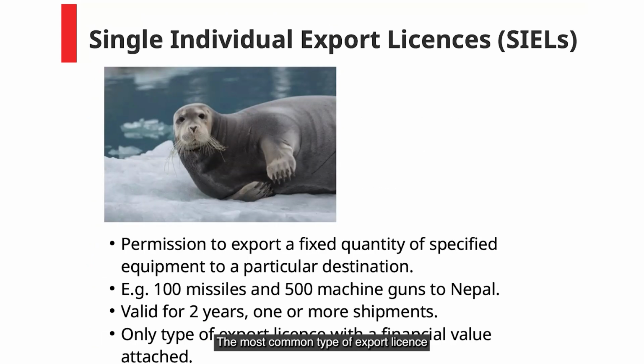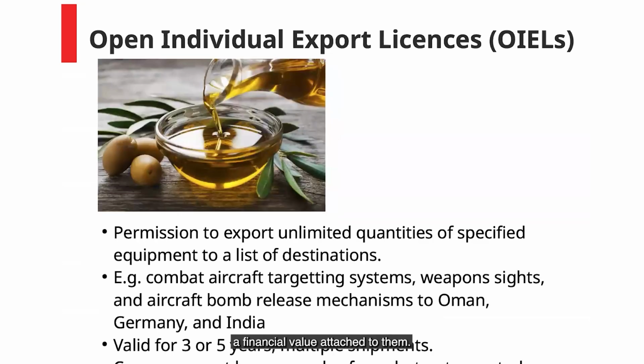The most common type of export license is the Single Individual Export License, or SIEL, which allows the export of a limited quantity and value of specified equipment to a single overseas destination. SIELs are valid for 2 years, allowing for one or multiple shipments up to the maximum levels. These are the only licenses that have a financial value attached to them.